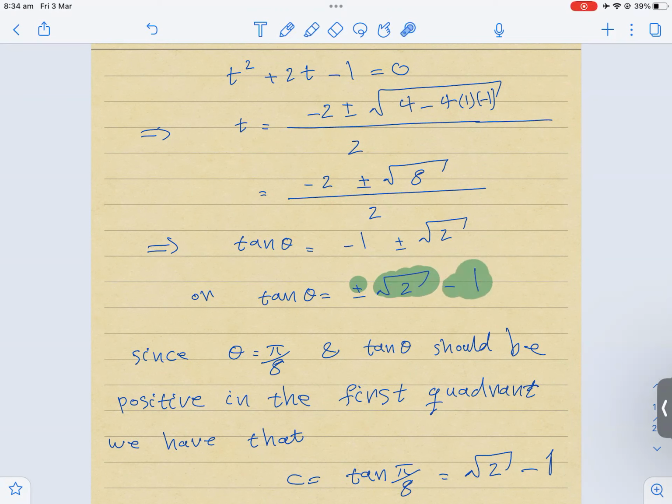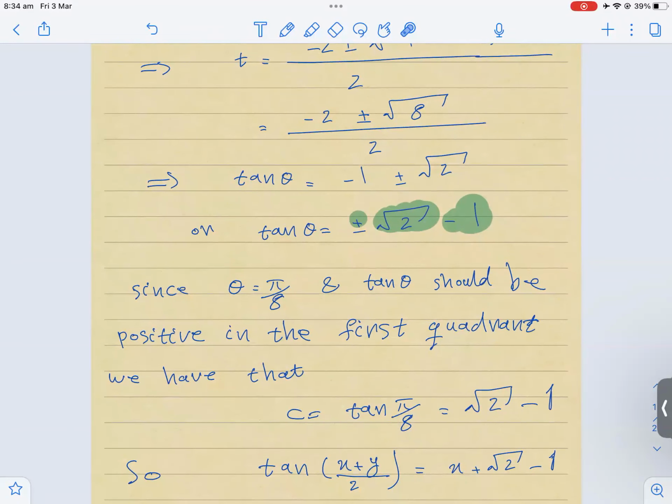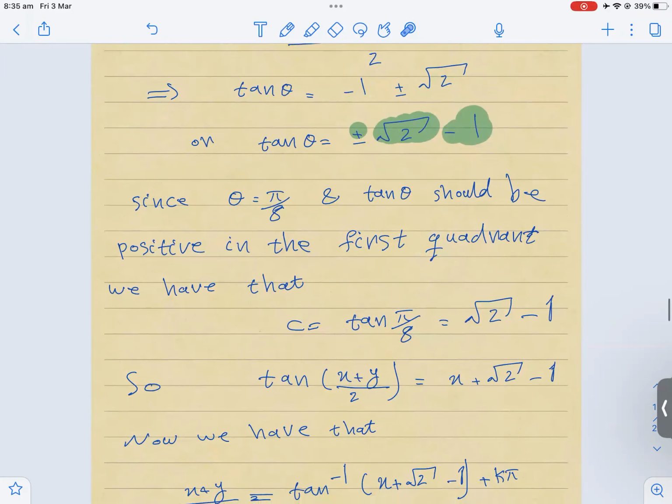Alrighty. So extra explanation here: tangent of x plus y divided by 2 equal to x plus square root of 2 minus 1.